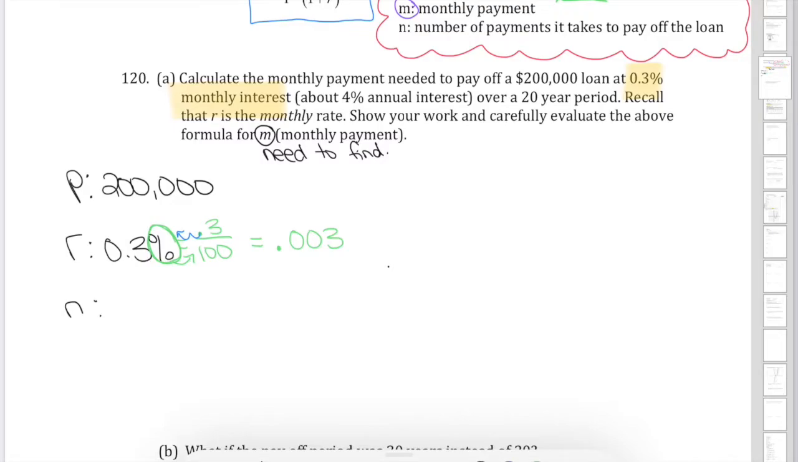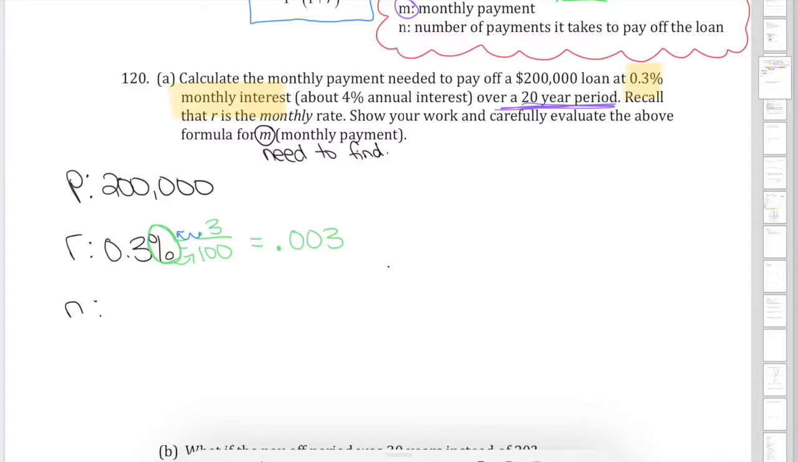Okay, and then N is also a little bit tricky. It's the number of payments it takes to pay off the loan. So if you look through the problem, there's only one more number that we haven't worked with yet, and that is this one right here, over a 20-year period. Now, N is not 20. I'm going to read it again. N is the number of payments it takes to pay off the loan over a 20-year period.